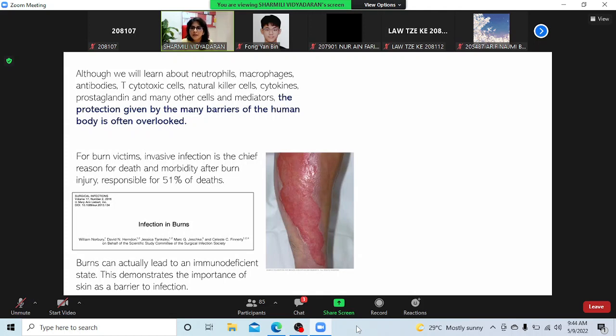Something came in the chat. Infection, exactly. Guys, I really don't mind if you switch on your microphone and speak up. That's much easier and much nicer because I get to hear your voice. But yes, infection. That gives you an idea of how important the skin is as a barrier to infection. So these are what we mean by barriers.